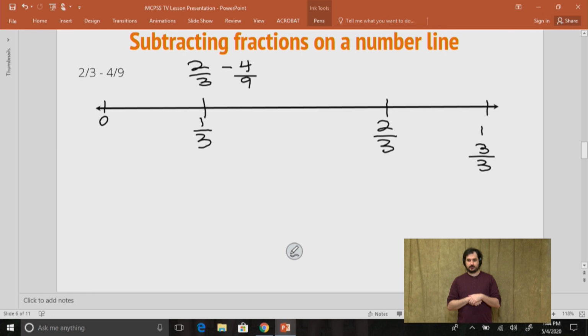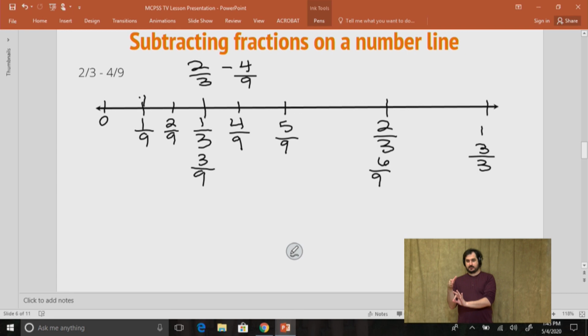Minus 4/9. Okay, so now I still have to break this up some more. So I'm going to have 1/9, 2/9, 3/9, 4/9, 5/9, and I'm a little off, but bear with me. 6/9, 7/9, 8/9, and 9/9. So now I'm starting at 2/3, and I have to get all the way to 4/9.